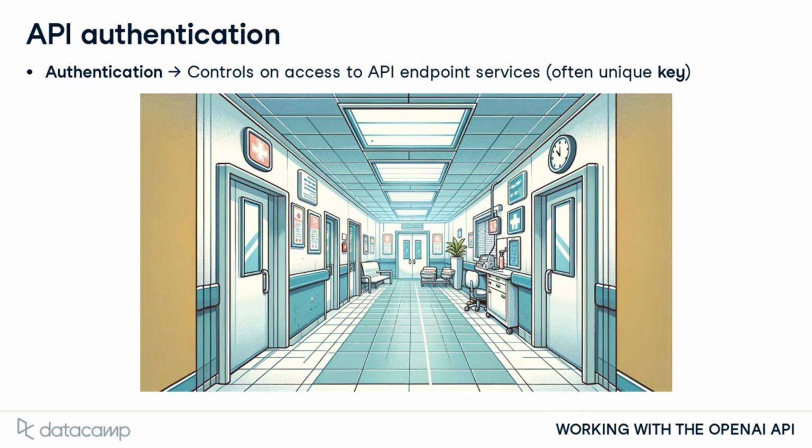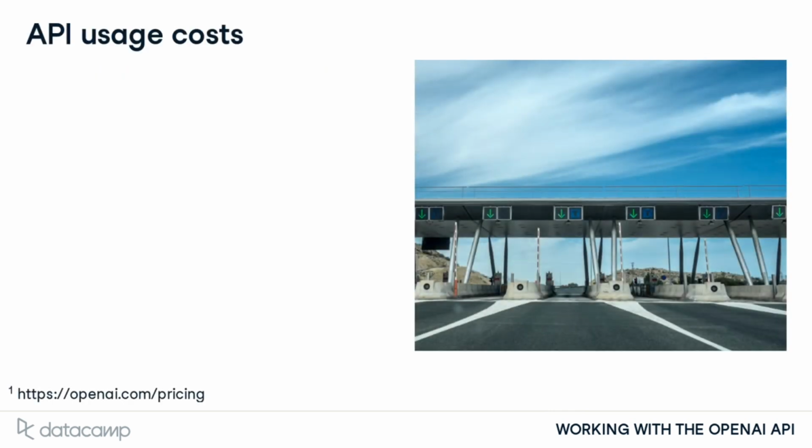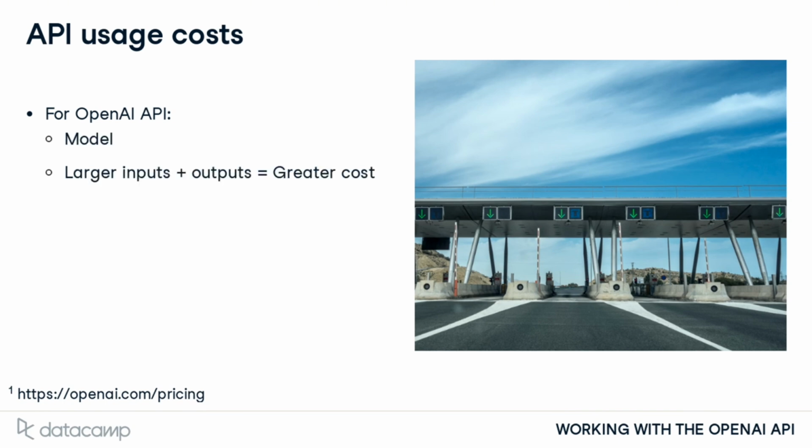API authentication is usually in the form of providing a unique key containing an assortment of characters. It's important to note that many APIs, including the OpenAI API, have costs associated with using their services. For OpenAI, these costs are dependent on the model requested and on the size of the model input and output. But don't worry. In this course, we've configured the exercises in such a way that you don't need to pay anything to make requests to the OpenAI API.